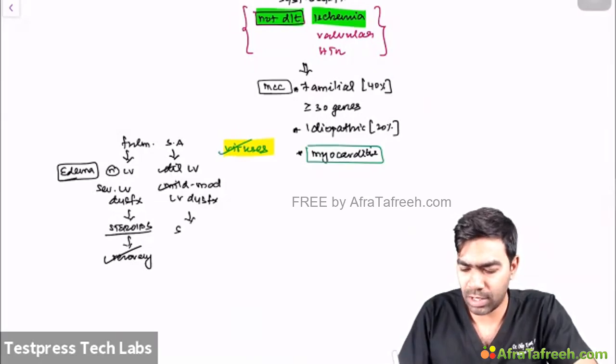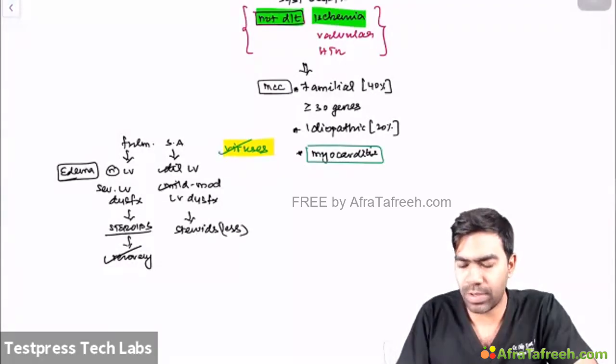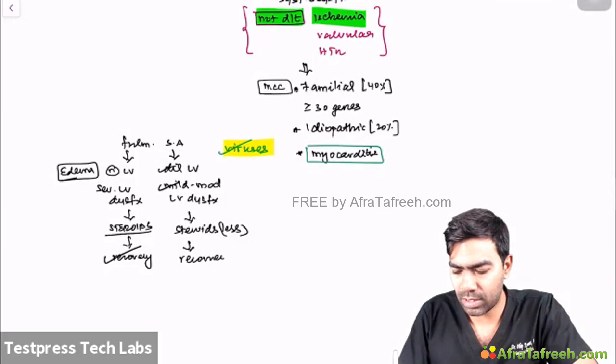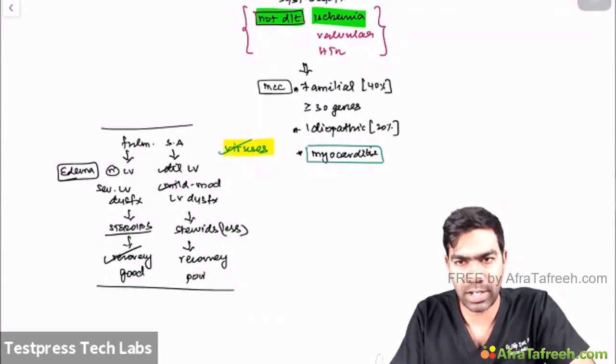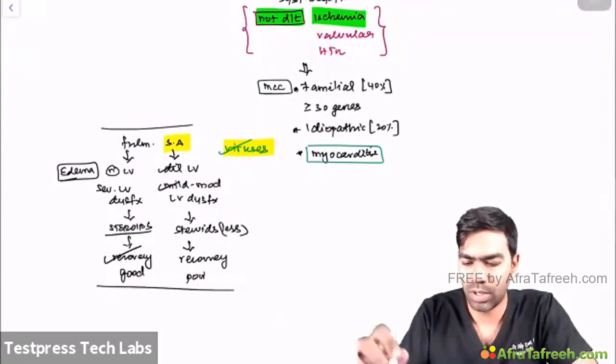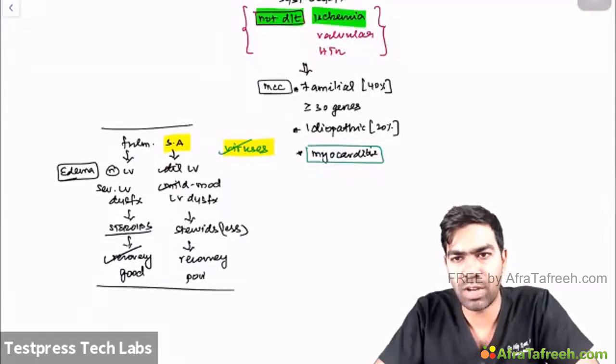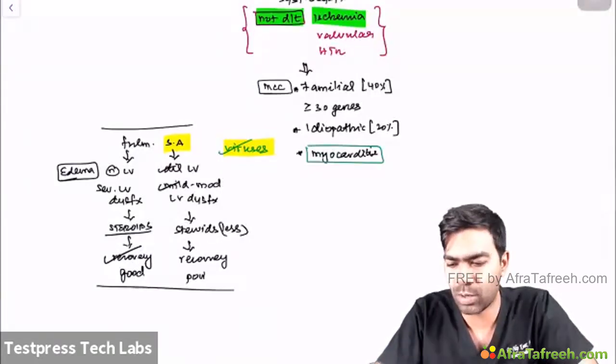But in subacute, steroids are less beneficial. They're not going to be very beneficial. And of course, the recovery is poor in these conditions. Here in fulminant, the recovery is good basically once you treat with steroids. So that is why overall, mortality-wise, the subacute is going to be more problematic compared to the fulminant type of myocarditis that we encounter.